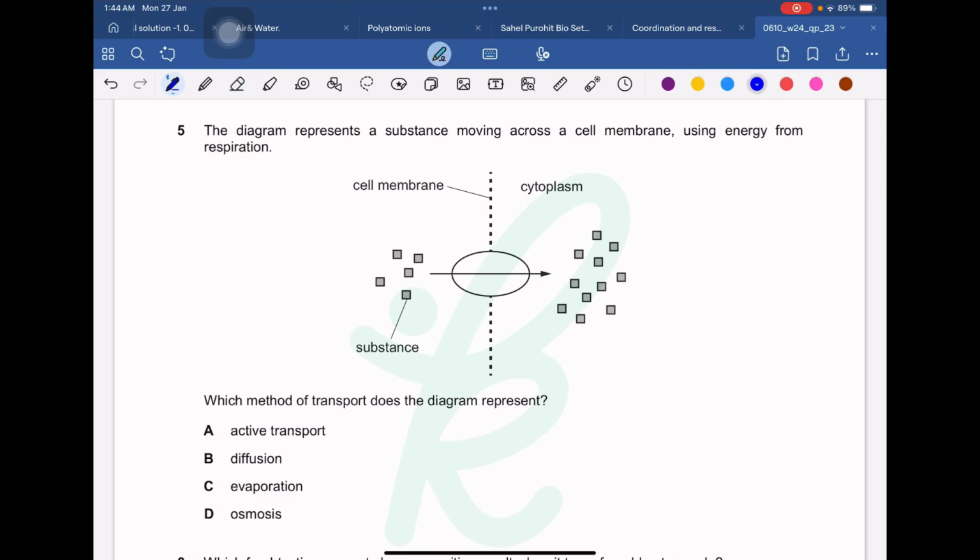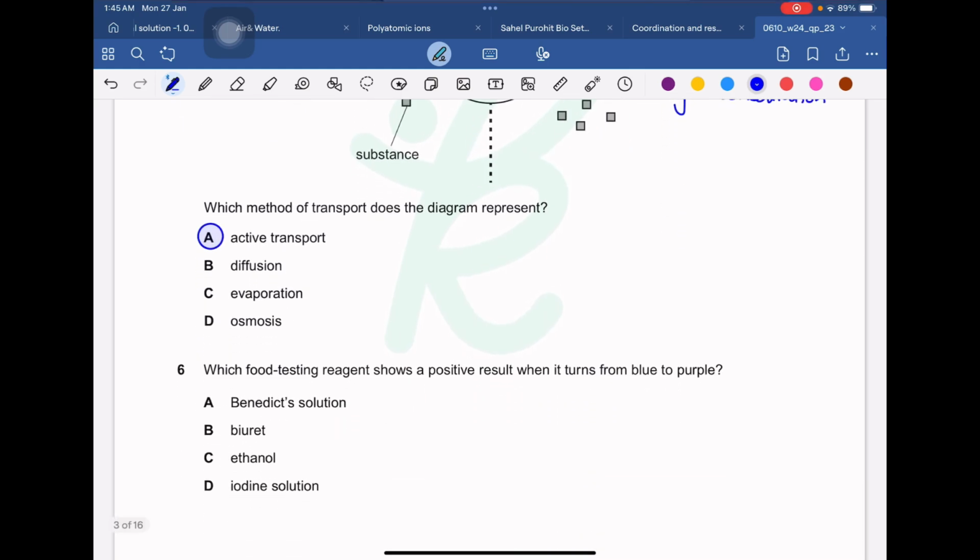The question says the diagram represents a substance moving across a cell membrane using energy from respiration. Now energy will be used when the particle is moving from a lower concentration to a higher concentration. And we very well know that the particles move from a lower concentration to higher concentration in active transport and by using energy. Let us move to the next question.